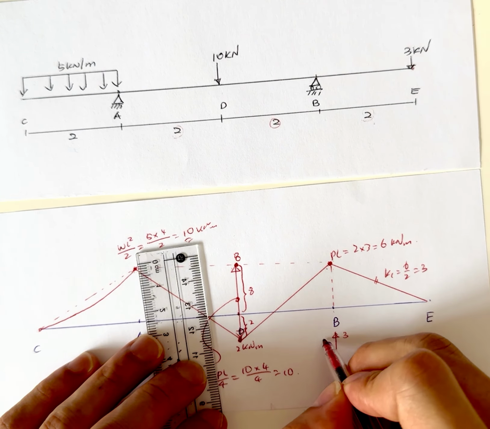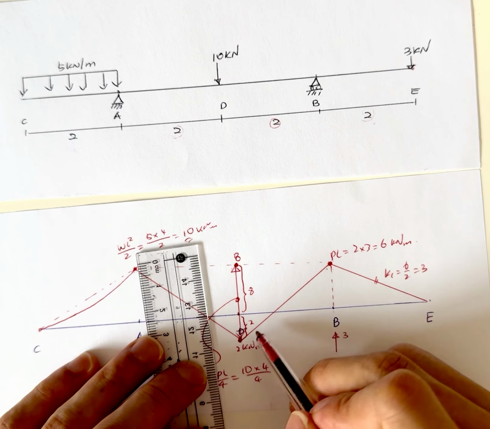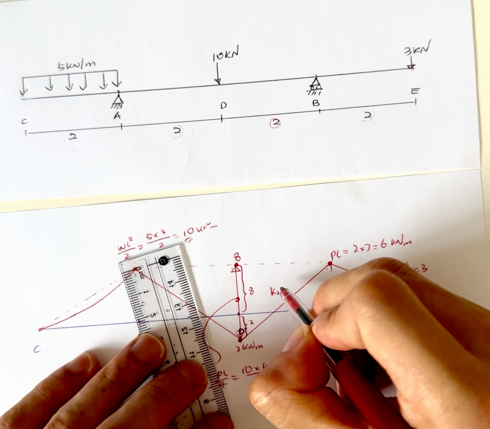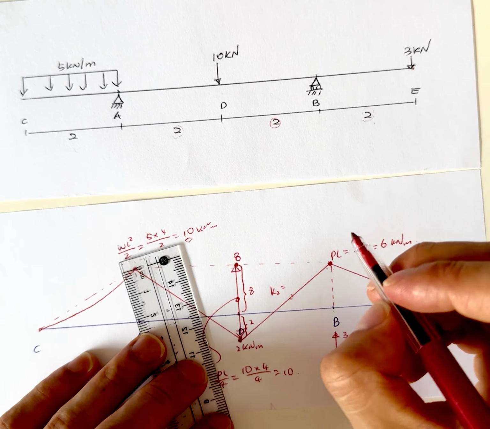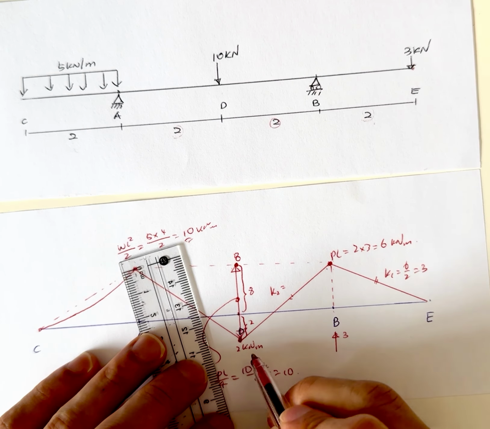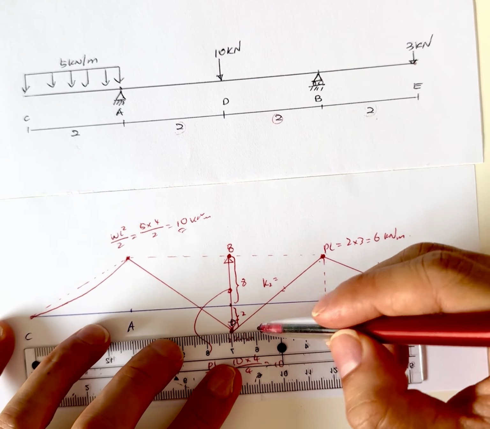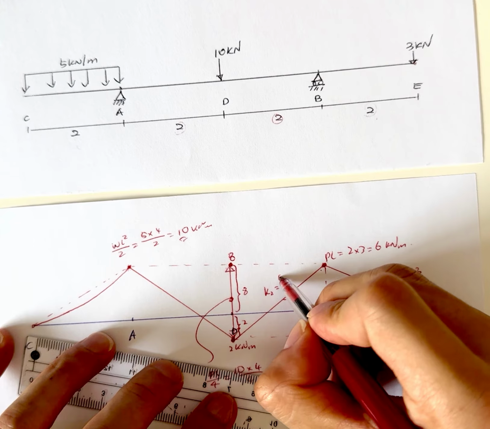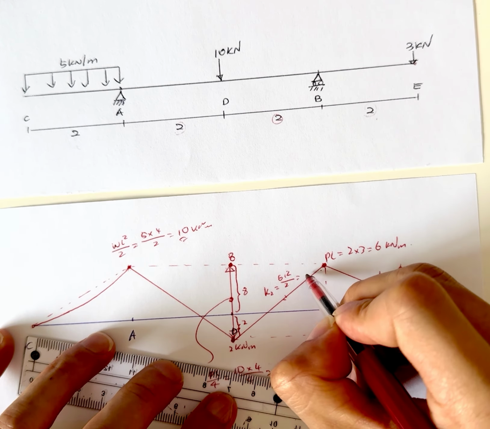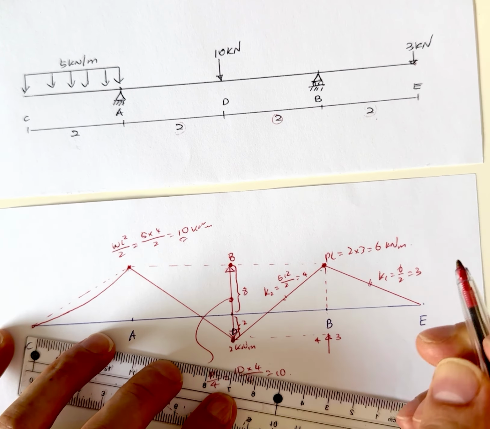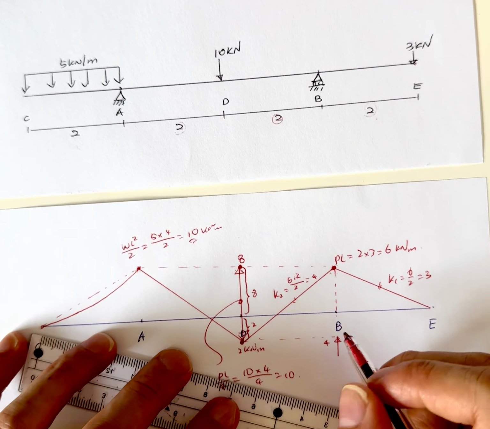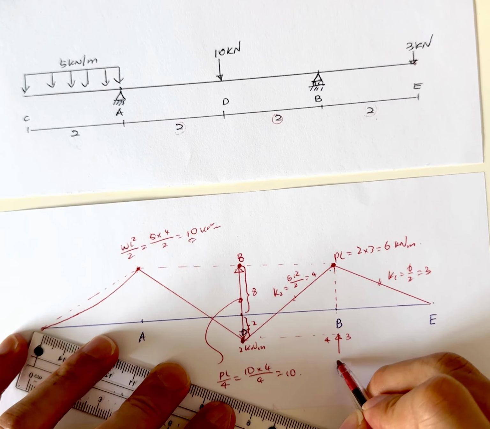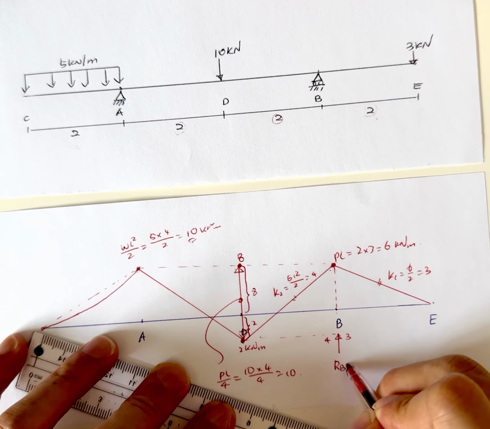Then we need to figure out the left hand side as well, because we've got the triangle on the left hand side. And for this triangle, the slope, we call it K2, equals 6 kilonewton meters to the top and 2 to the bottom. Your triangle here, the slope is going to be 6 plus 2 divided by 2 equals 4. Therefore, we can sum up 4 and 3. Your reaction B is going to be 7 kilonewtons.